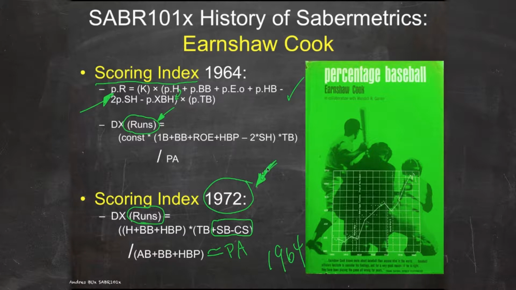Bottom line, these two formulas by Earnshaw Cook share similarities with OPS. OPS comes out in 1973, invented by Pete Palmer, and shares some similarities with runs created by Bill James even later than that. So the history of sabermetrics should recognize these contributions by Earnshaw Cook as part of the progression of measuring hitting performance.